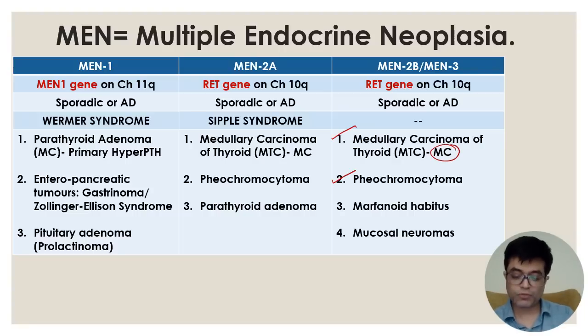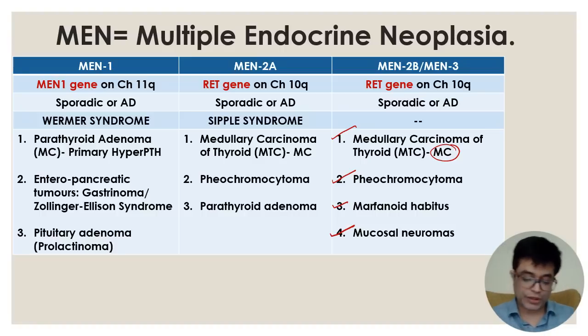There will be pheochromocytomas, but instead of parathyroid adenoma, the 2 M's will come in. You have Marfanoid habitus, so long arms, long legs, and hyperextensibility like you find in Marfan syndrome. These will be present. And mucosal neuromas, benign tumors occurring in the lips, oral mucosa, nasal mucosa, and sometimes the genitalia, will be present in the patient. So these are the MEN syndromes: MEN1, MEN2A, MEN2B, also called MEN3.